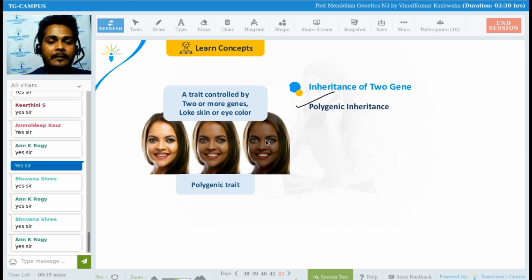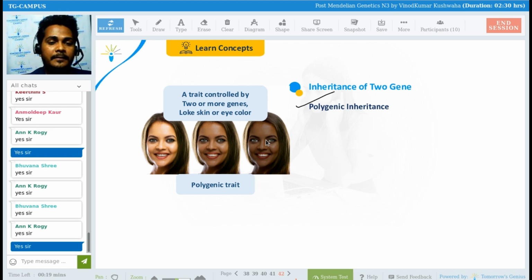So you can see here different genes going to control a single trait, meaning the skin color. Actually, it is a polygenic trait because it is controlled by too many genes. So it is a polygenic inheritance.